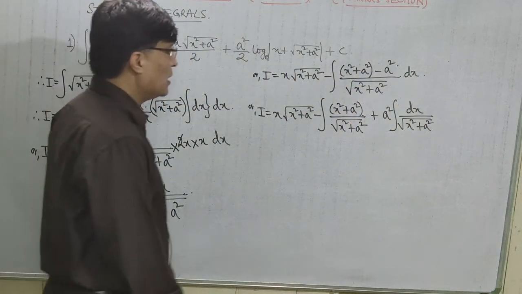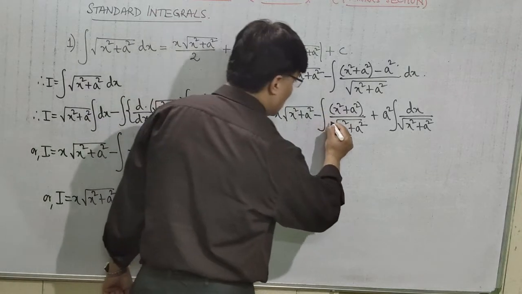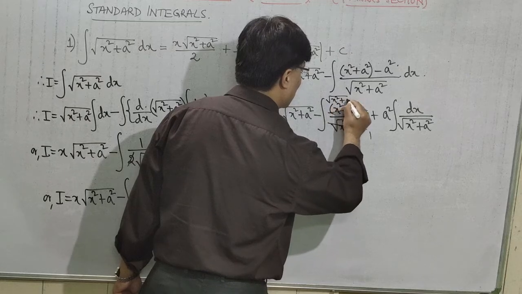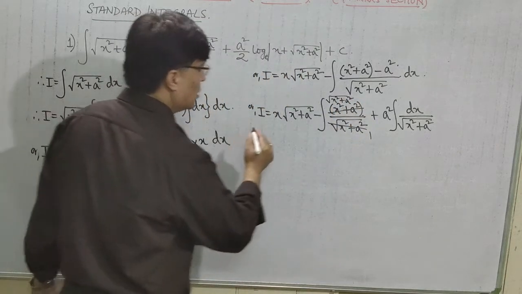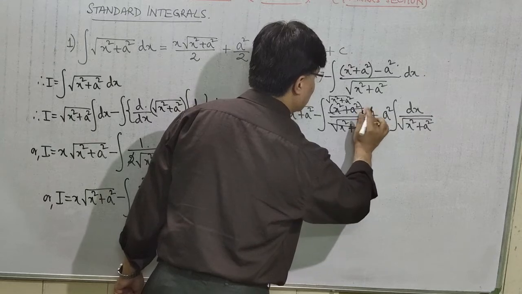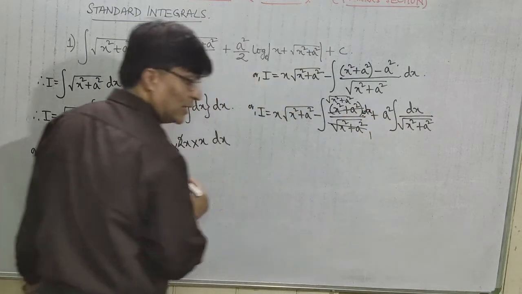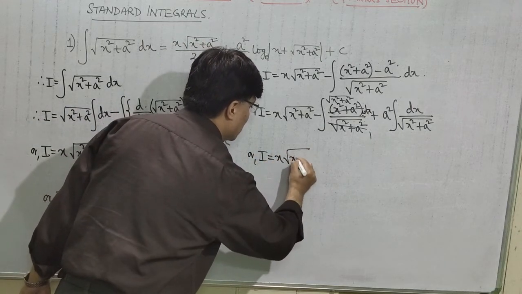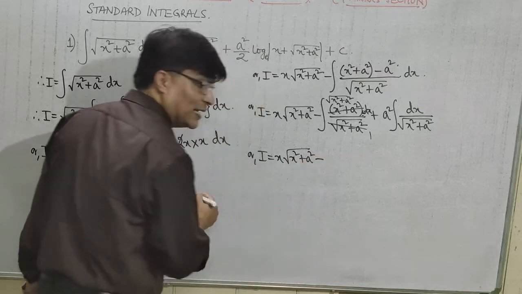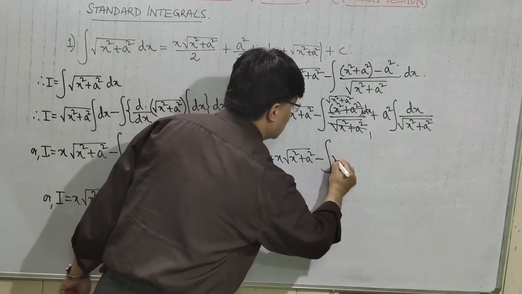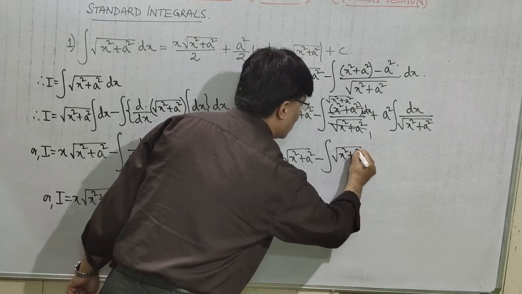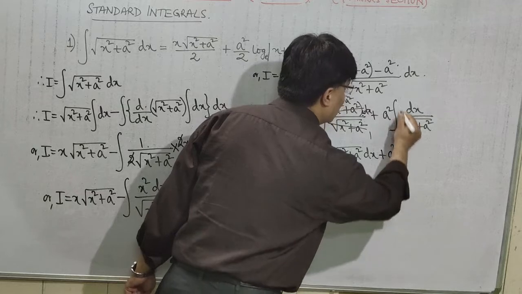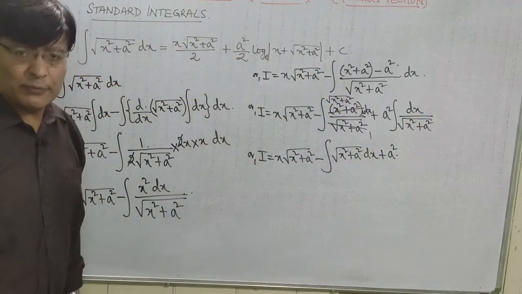Clear? Now we can cancel here. Root over x square plus a square. You know how to cancel it, isn't it? So here also you have to write down dx. Here also you have to write down dx. So I is equal to x root over x square plus a square minus integration of root over x square plus a square dx. Then this is plus a square into, now this is the standard integral from the method of substitution.